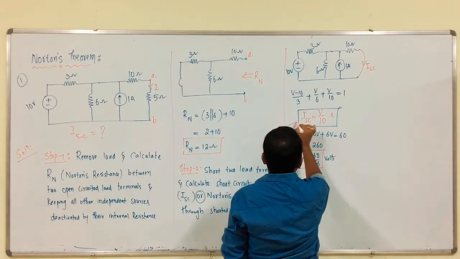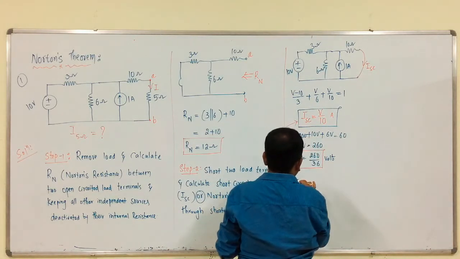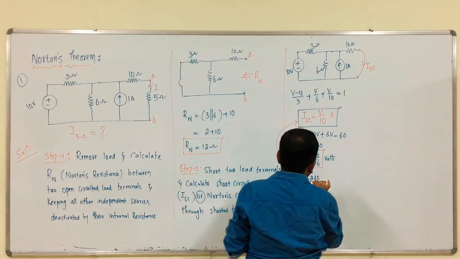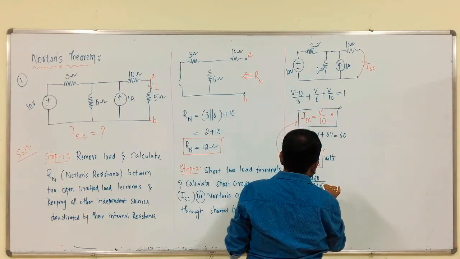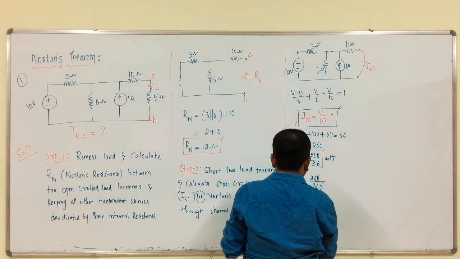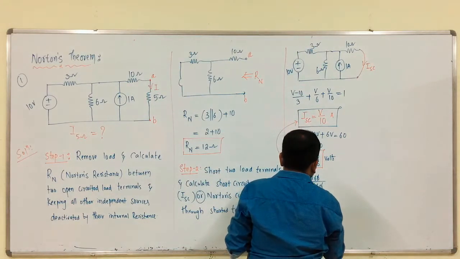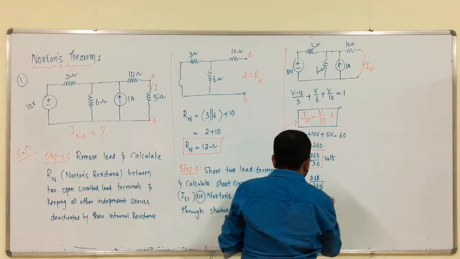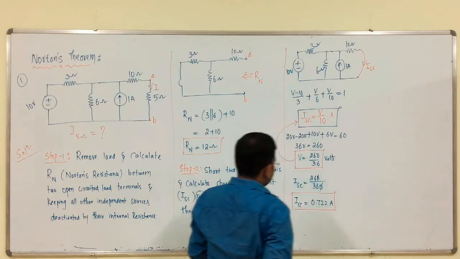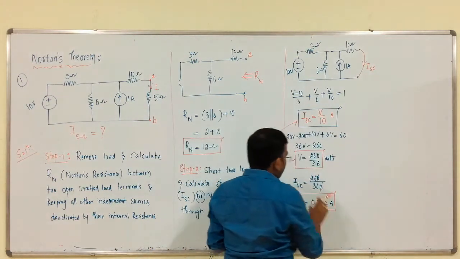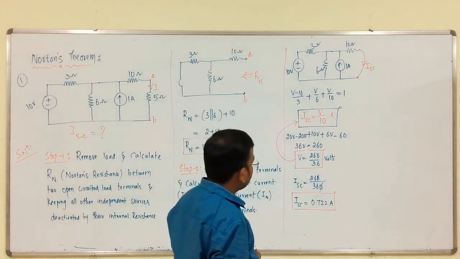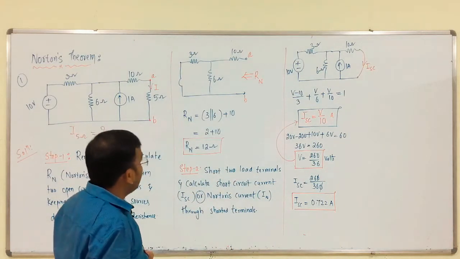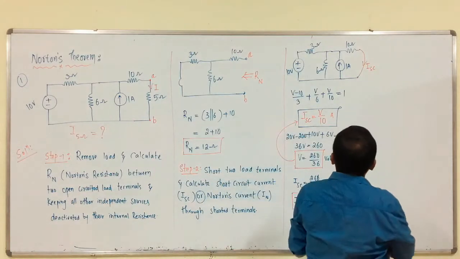And substitute this V into this. Therefore, ISC is what? ISC is 260 by 360, right? From this, we will get 0.722 amps. So, the short circuit current between those two open circuit terminals, this is the short circuit current. Next, we have Rn, we have ISC.